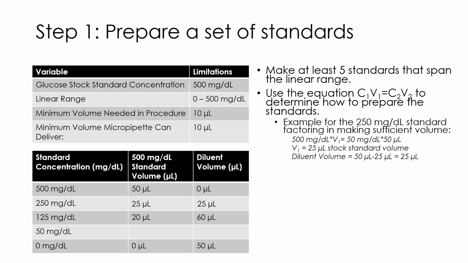Next, we can calculate the volume of diluent we need to add to the 250 milligram per deciliter standard by subtracting the stock standard volume from the total volume. And we can insert that 25 microliter volume into our table as well.